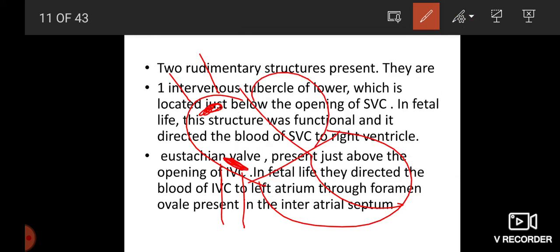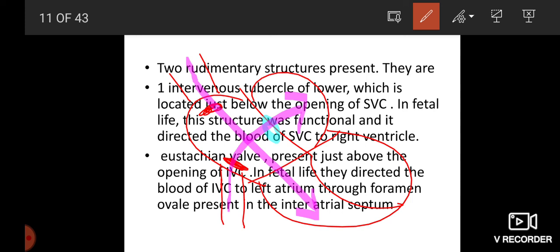In fetal life, this interatrial septum has an opening called the foramen ovale. The function of the intravenous tubercle of Lower was to direct the SVC blood, that is superior vena cava blood, into the right ventricle directly. And the inferior vena cava blood is directed to the left atrium through the foramen ovale by the Eustachian valve. This is what is happening in fetal life.